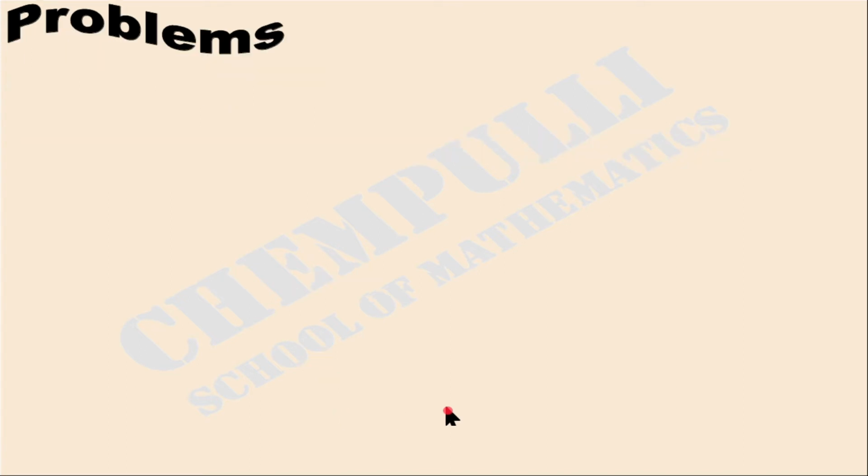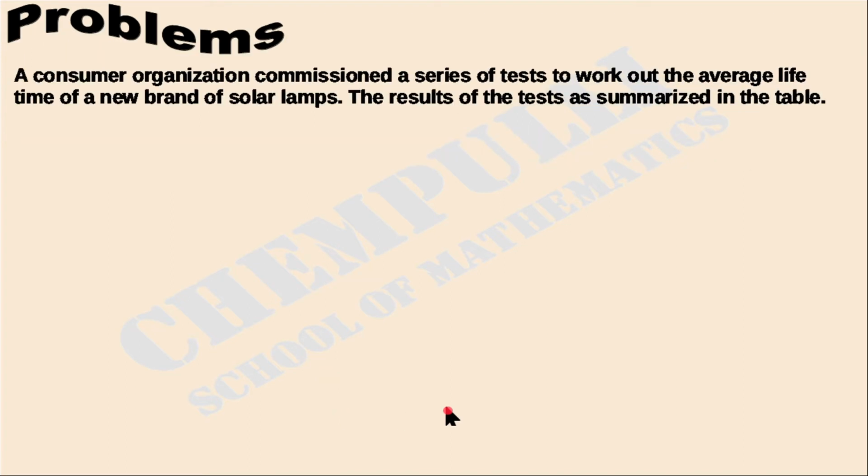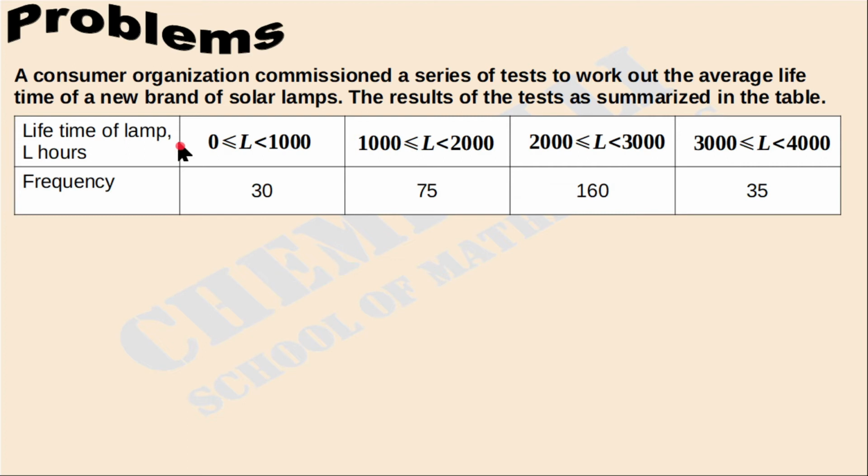The next problem. A consumer organization commissioned a series of tests to work out the average lifetime of a new brand of solar lamps. The result of the test is summarized in the table. We can check that table. Here in this table, L represents the lifetime of the lamp in hours, and this part represents the frequency.